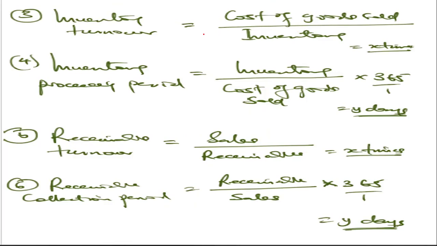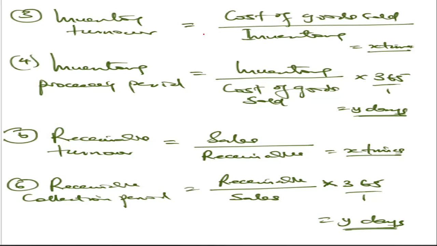And what does this mean? It's talking about the number of times it will take an organization to sell any good that is in the warehouse. Maybe they bought something. How many times would they have to buy goods into the warehouse? That is turnover. How many times? While inventory processing period is talking about the intervals in days.